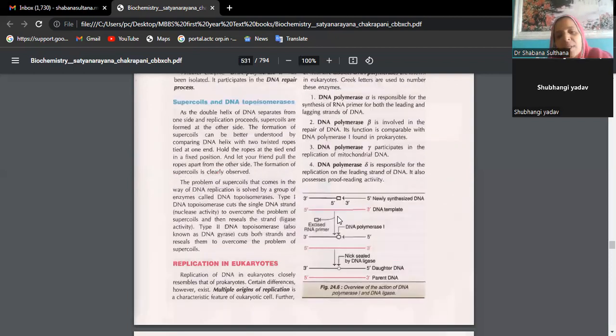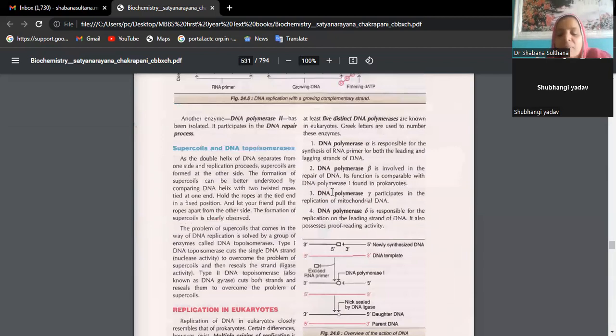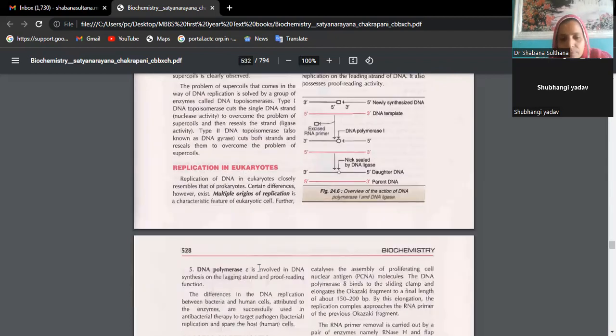So basically for the formation of daughter DNA in case of eukaryotes, means advanced cells like human beings and all. So in advanced cells, whatever mechanism of replication is taking place, now we are learning that, that is replication in eukaryotes. This will be asked in your exam also. So we require 5 different DNA polymerases for the synthesis of daughter DNA. Okay. So what are those DNA polymerases? We have DNA polymerase alpha, beta, gamma, delta, and epsilon.